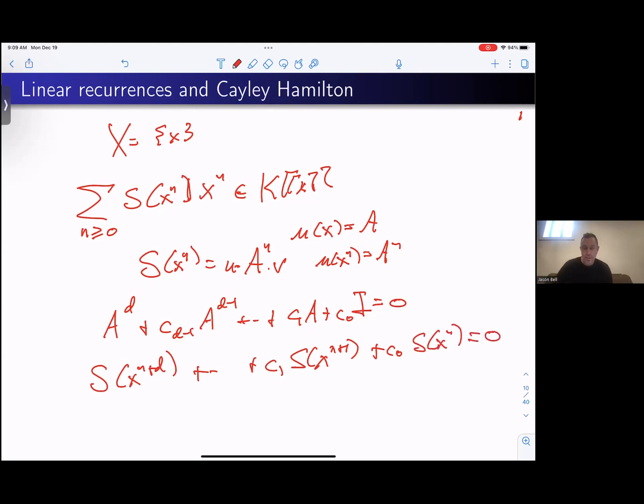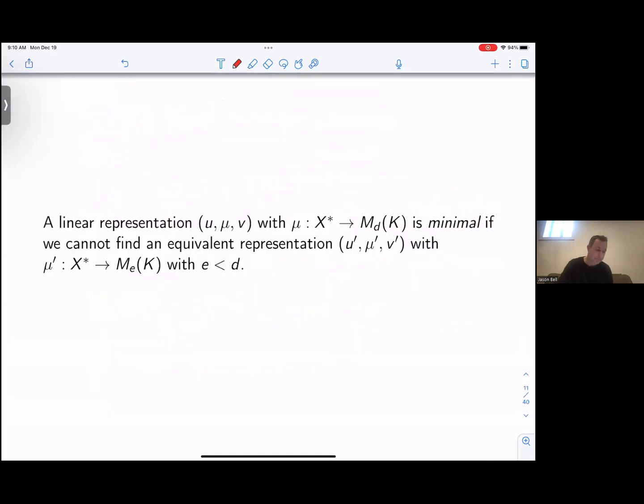And I should say that Reutenauer, in his book with Berstel, does something similar using the Amitsur-Levitzki theorem to get relations in the non-commutative world. So there is an analog of this. I'll just recall that it's often useful to work with minimal representations. If we can find a smaller equivalent representation that produces the same sequence, then it wasn't minimal, right? So it's the analog of wanting to find a minimal automaton.